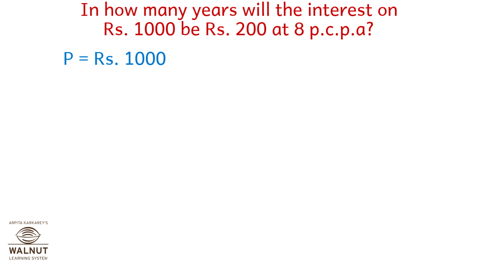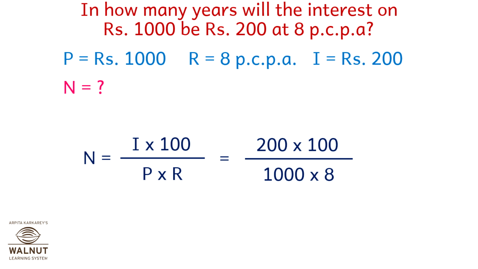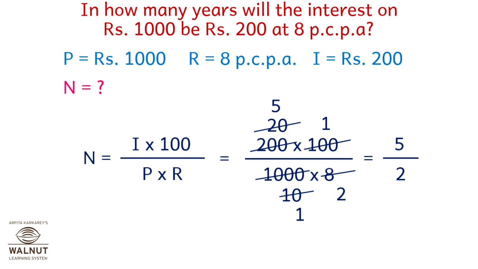In how many years will the interest on rupees 1,000 be rupees 200 at 8 p.c.p.a? We know that the principal is rupees 1,000. The rate of interest is 8% per annum. I is rupees 200. N is what? N is I into 100 upon P into R, which is 200 into 100 upon 1000 into 8, which eventually comes to 5 upon 2. So it is 2.5 what? Years.